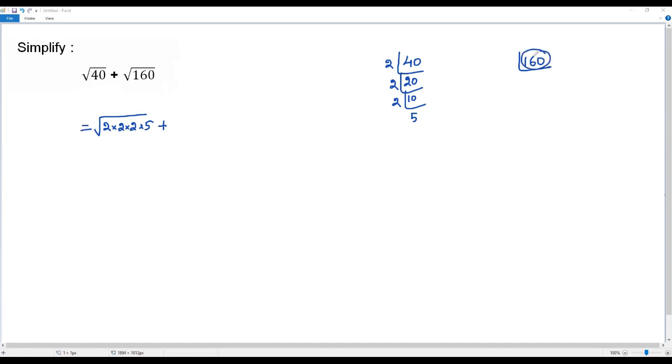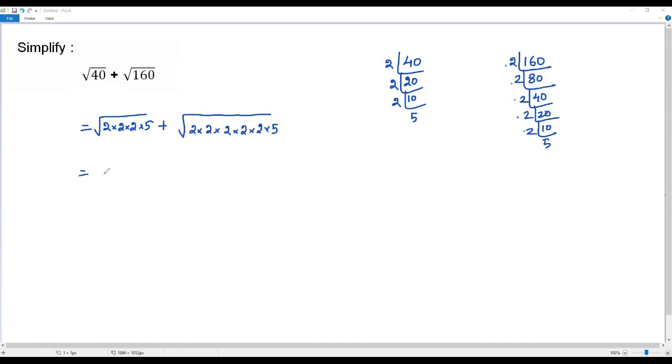Here it's an even number. We can divide it by 2. Then we get 80. Again, even number. Divide by 2. 40. Again, even number. Divide by 2. 20. Even number. Divide by 2. 10. Divide by 2. 5. Here I got a prime number. We have to stop the process. 1, 2, 3, 4, 5. There are 5 2's and 1 5. So now we can write 160 as 2 times 2 times 2 times 2 times 2 times 5.